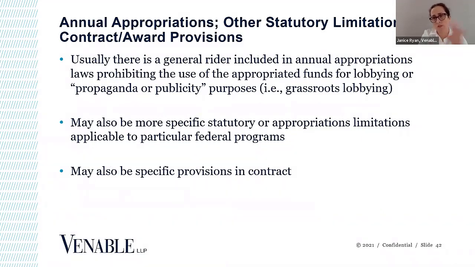Lastly, but not least, and again, this whole section could be its own webinar, but usually there's a general rider included in annual appropriations, including omnibus bills where all the appropriations bills are passed at once, that prohibits use of appropriated funds for lobbying or what's called propaganda or publicity purposes. And you can think of that as grassroots lobbying. There also are frequently specific statutory or appropriations limitations particular to federal programs related to lobbying, and you may have in your particular award specific provisions in your contract. So it's always really important, if you are a recipient of federal funds and you think, oh, can we charge this cost back to the award, to look in all of these places to make sure that you understand whether and to what extent you're able to do that.